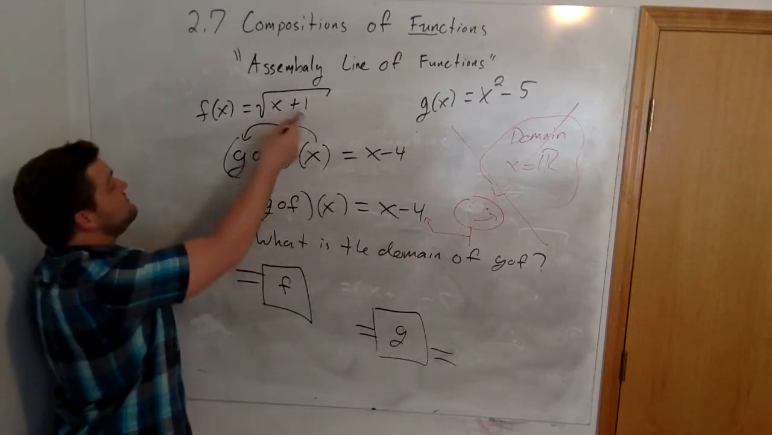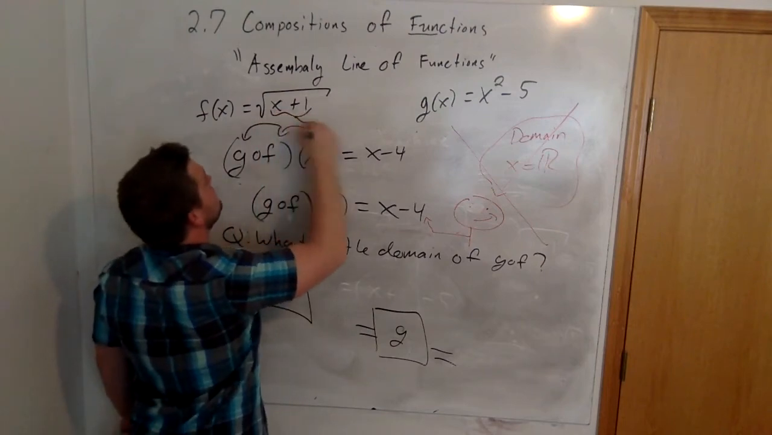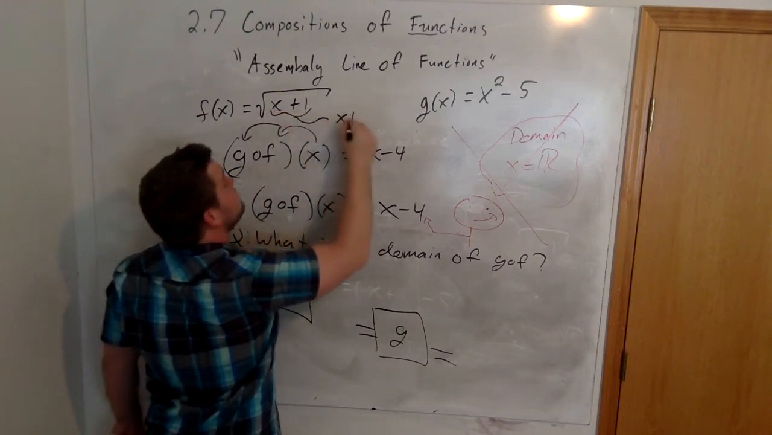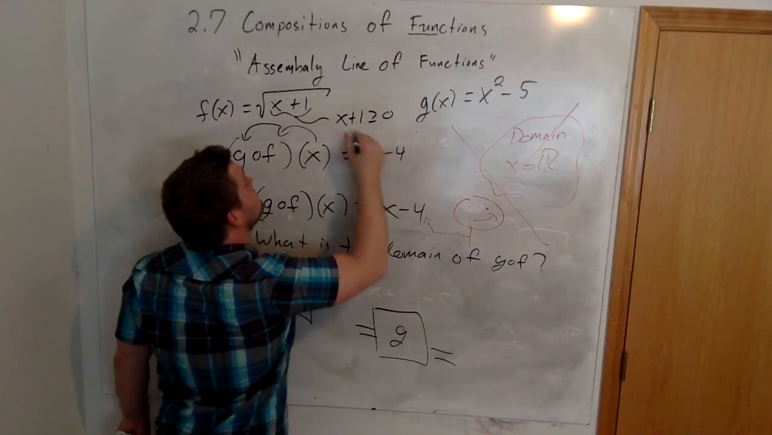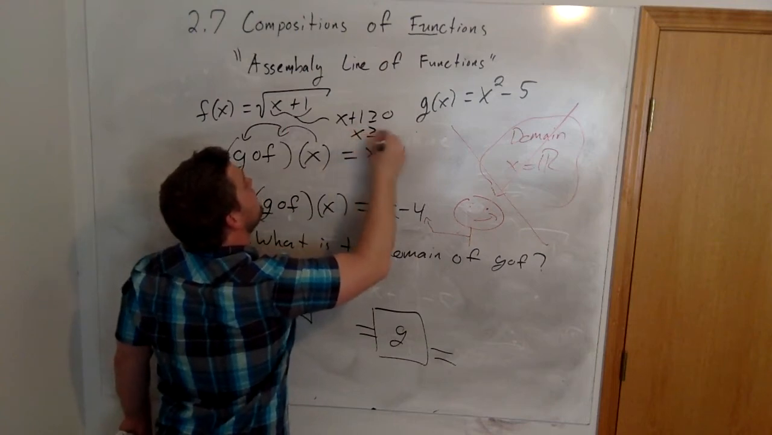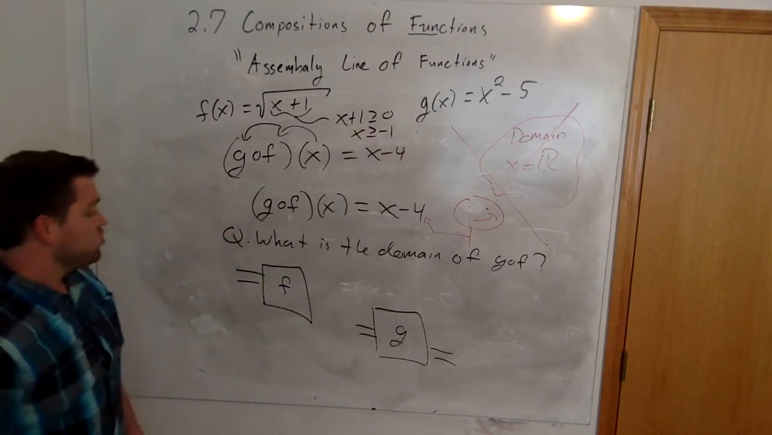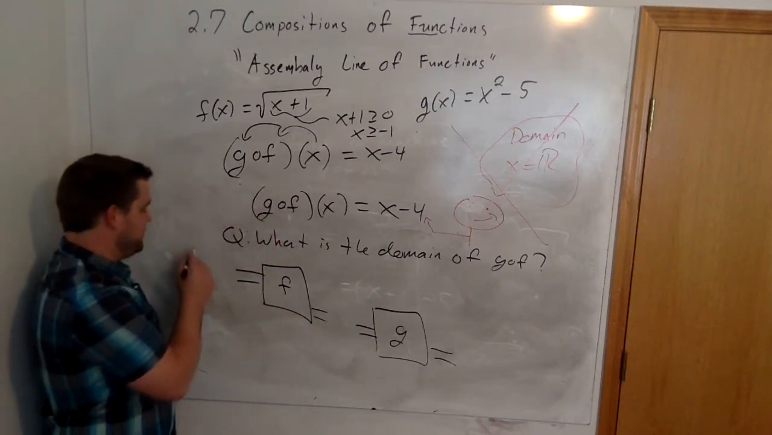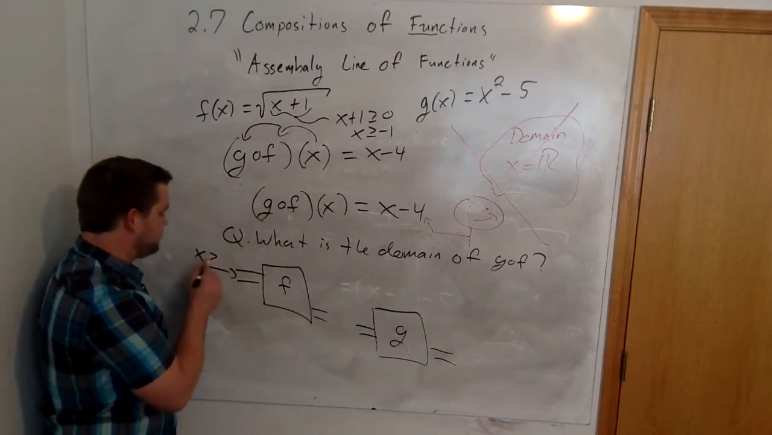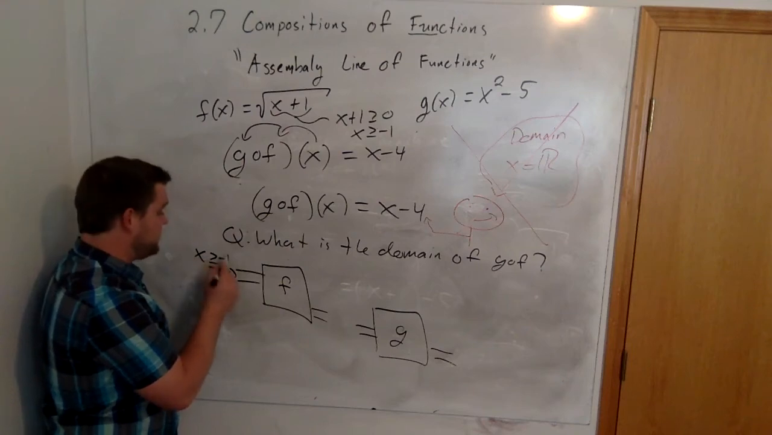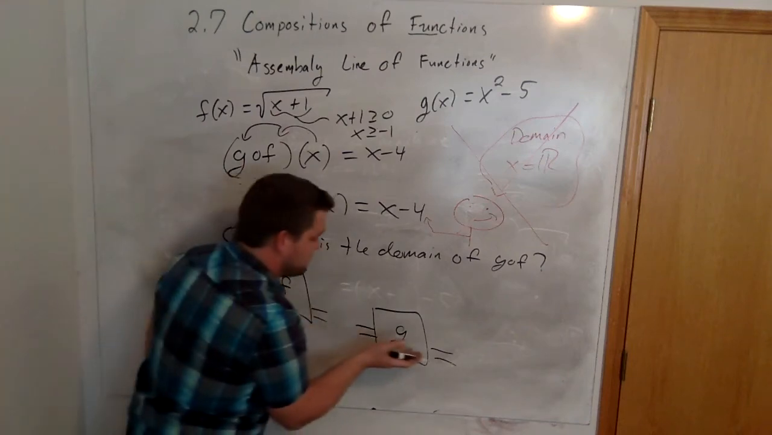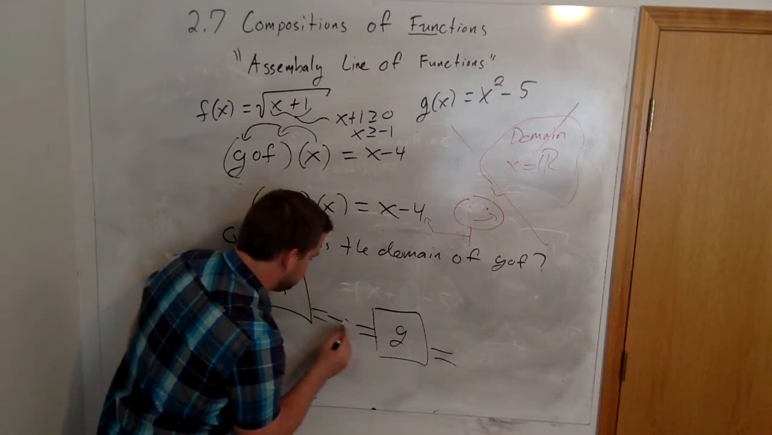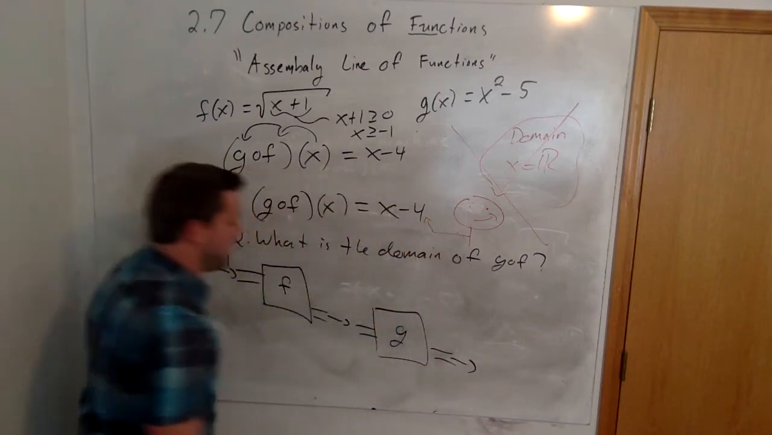When I feed something into f, I need x plus 1 to be greater than or equal to 0, or I need x to be greater than or equal to -1. So I can only feed numbers that are greater than or equal to -1 into f. This only accepts x greater than or equal to -1. And now those outputs can be fed through g, and we'll get our outputs.